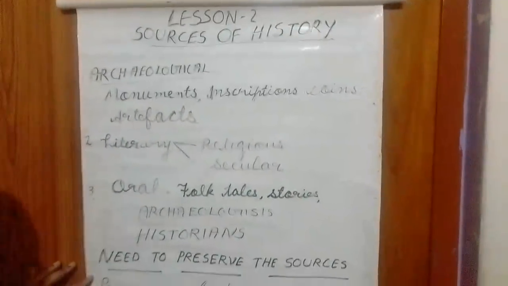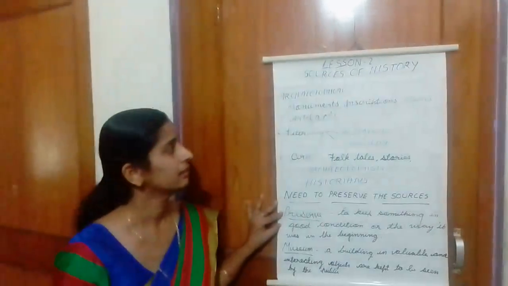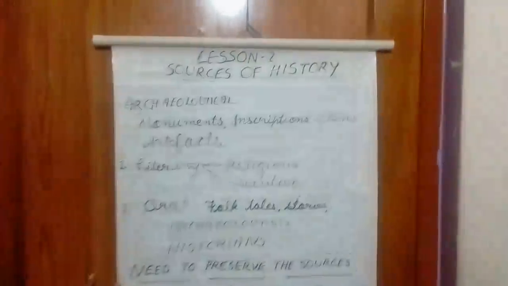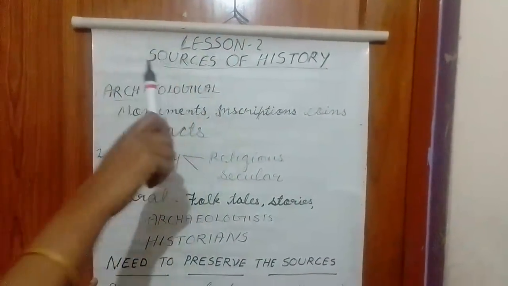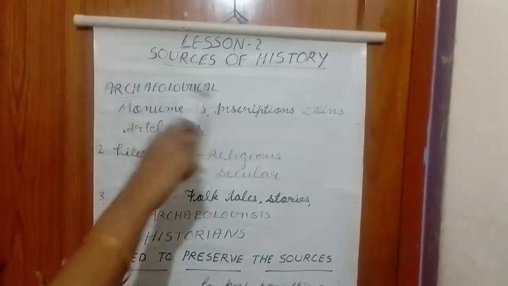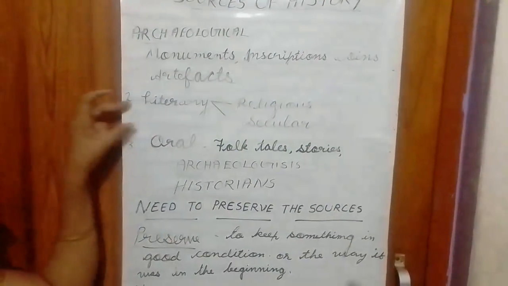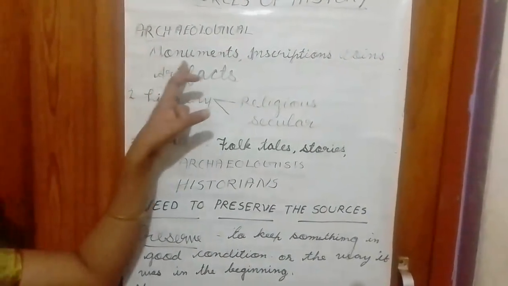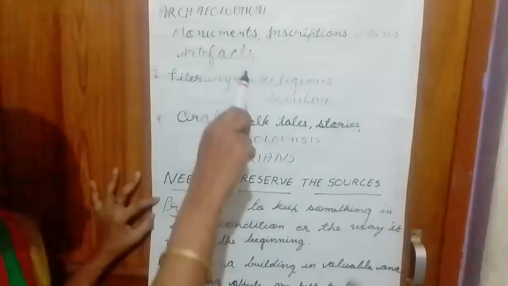So children, we have completed our second lesson, the sources of history. What are the sources of history? History is the study of the past, based on the sources of history. The clues are the sources of history. The sources of history are classified into three: archaeological sources, literary sources, and oral sources. Archaeological sources include monuments, inscriptions, coins and artifacts.